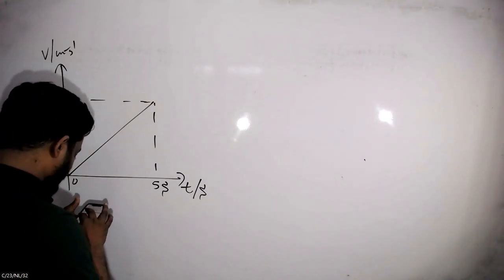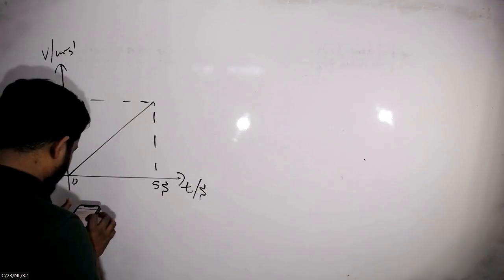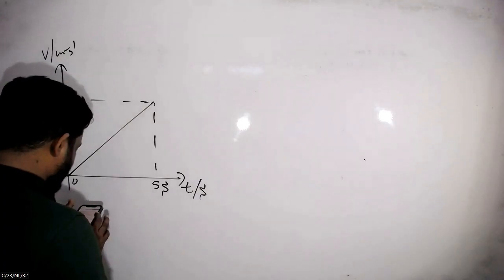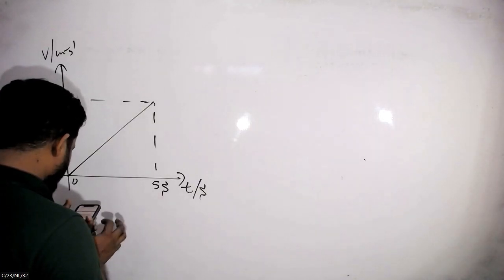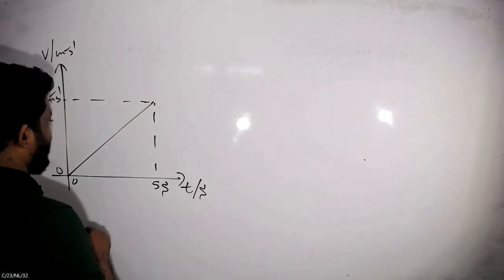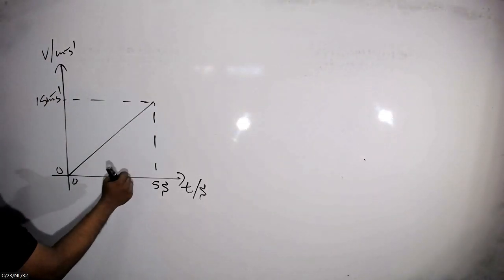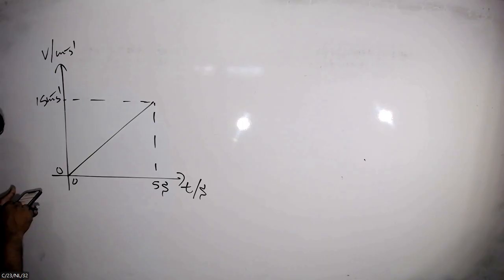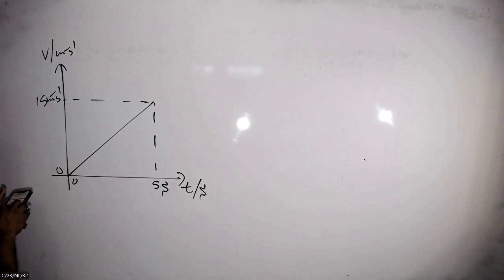Consider the velocity time graph given below. The ratio between the distances traveled by the object in the first 3 seconds. Putte, what is the theory point? Area under the curve represents the distance, right? Here you need to find the ratio between the distances traveled by the object in the first 3 seconds to the distances traveled in the last 2 seconds.